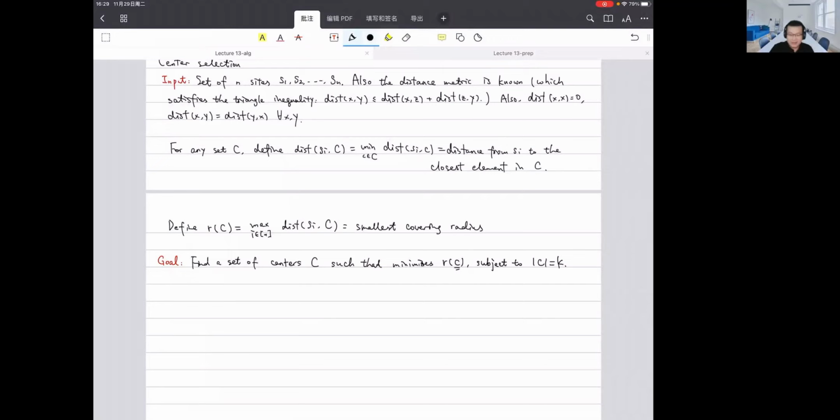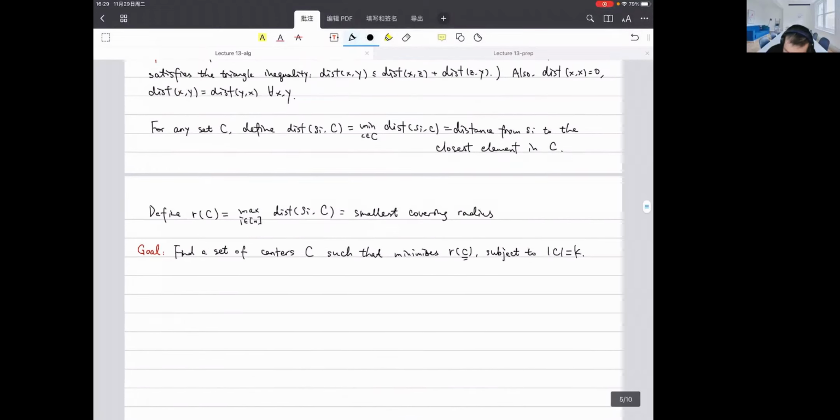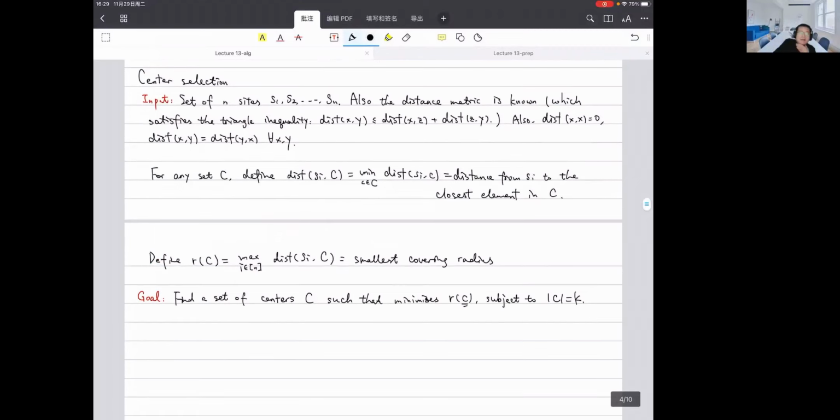So a key observation is that if you have a current set C and you put more vertices into this set C, it is never going to make this R of C larger. Adding more vertices always is going to help. So in general, for the restriction here, the cardinality of set C is smaller than or equal to K, but for better presentation, we just say that the cardinality of C equals K.